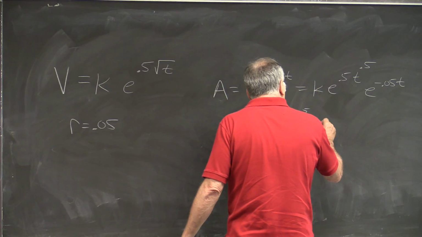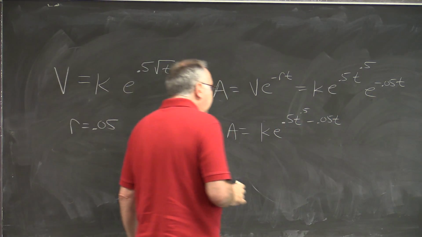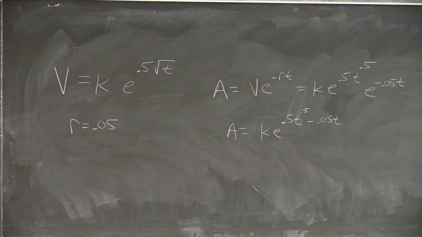minus 0.05t. Since this is the same base, you just add the exponents. Just like x to the a power times x to the b power is x to the a plus b power. So you're just adding the exponents.